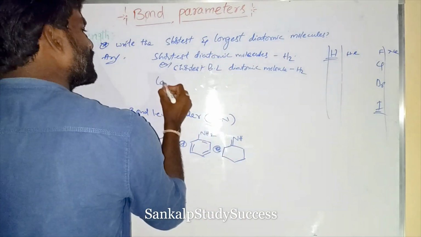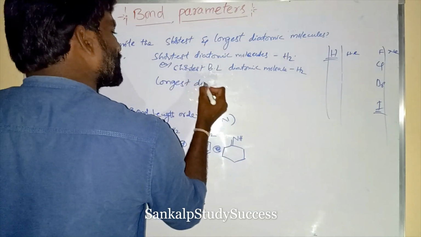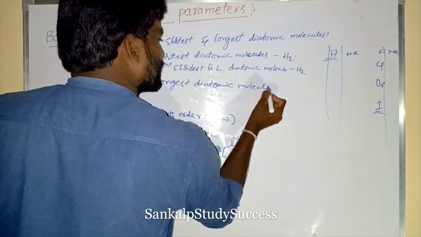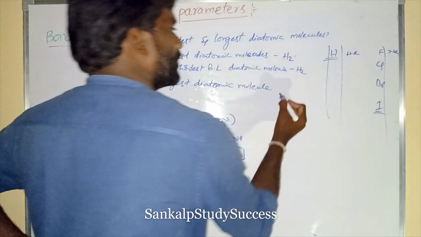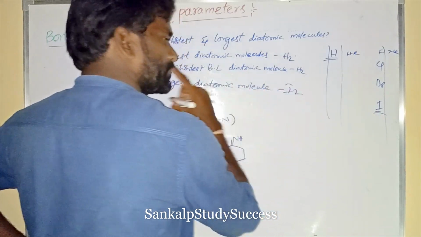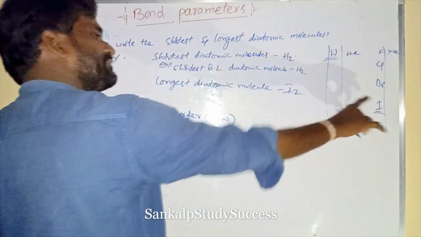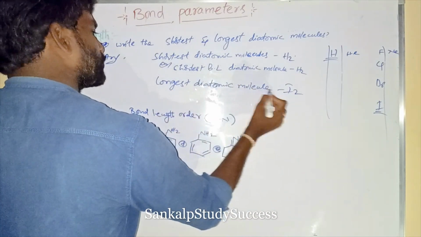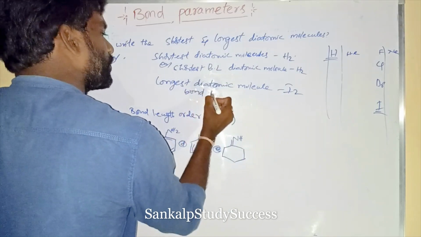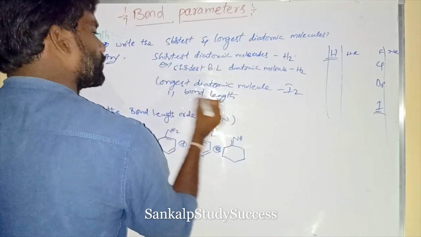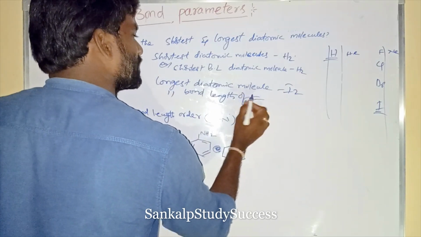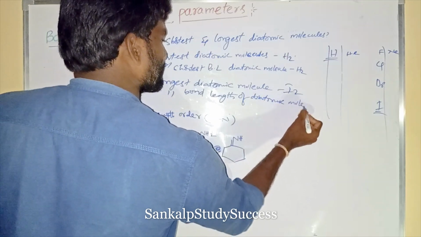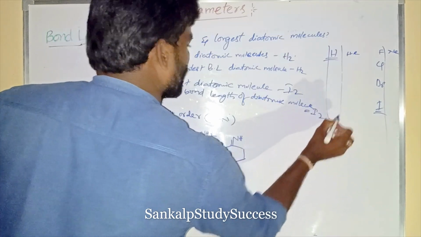And the longest diatomic molecule is iodine, I2. In the group, the atomic size is very high in the periodic table, so its bond length is very high. The longest bond length of a diatomic molecule is equal to I2.